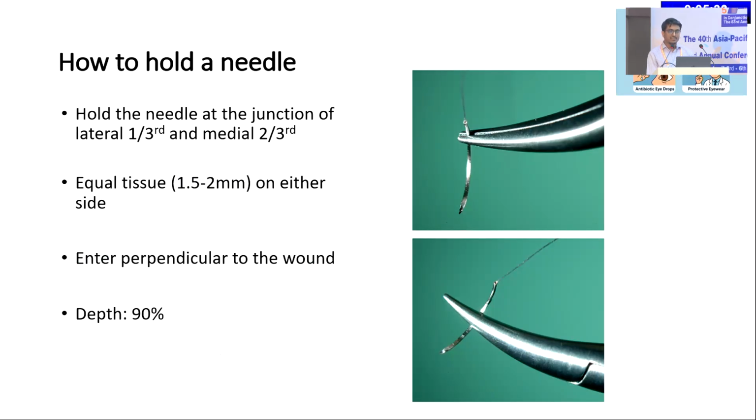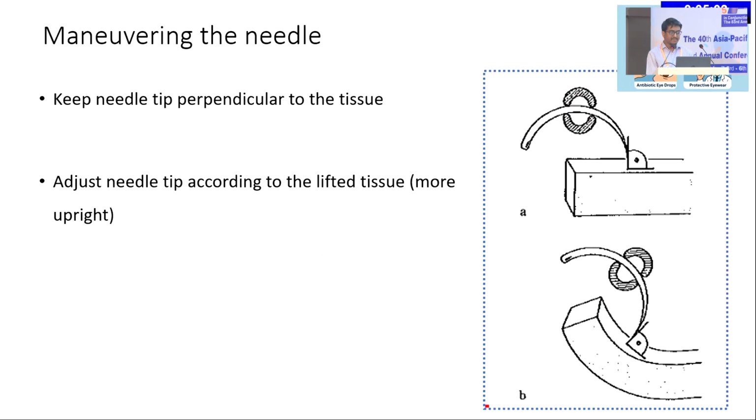Now let's learn about the suturing nuances. The very important armamentarium that we have in this aspect would be the needle holder, the suture material and the needle. Always hold the needle with the tip of the needle holder, and it should be held at the lateral one-third and medial two-thirds junction, because this helps in better maneuvering during the surgery.